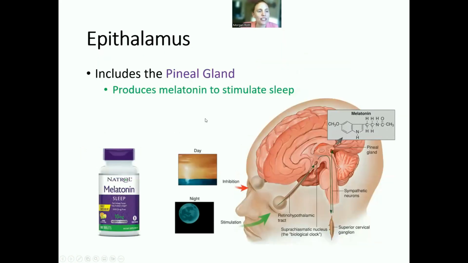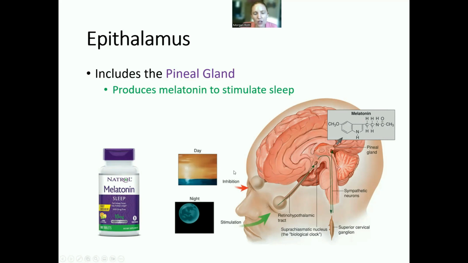And then the last one is the epithalamus. The epithalamus, again, is the posterior one here. The big thing about the epithalamus is that it includes the pineal gland, this little nubbin coming off of the back of the epithalamus. The pineal gland is important because it produces a hormone called melatonin, which some of you are probably familiar with. Melatonin is the hormone involved in regulating your sleep cycle, putting you to sleep, basically.